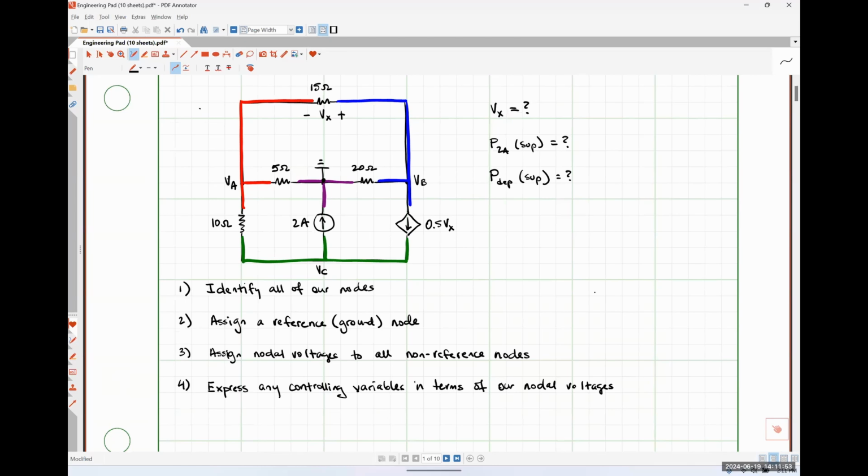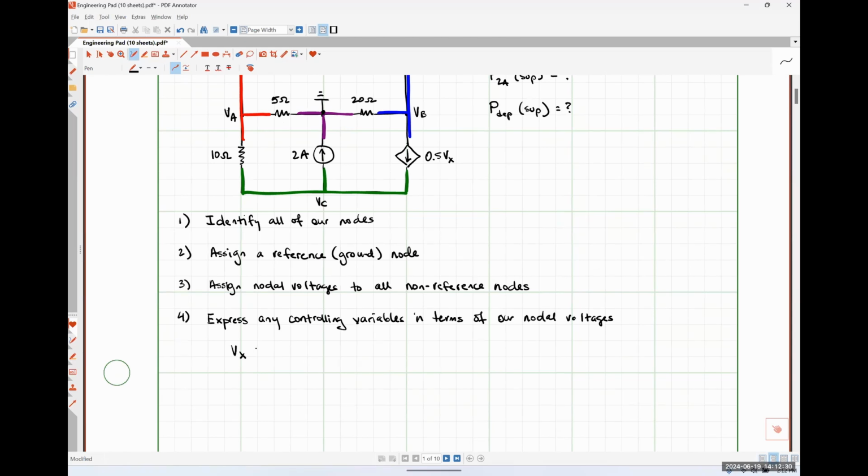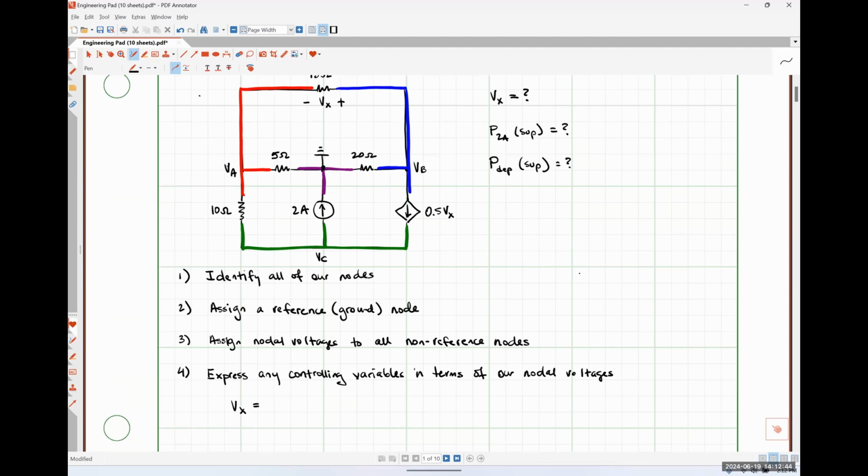So we have this dependent current source on the bottom right-hand corner of our circuit that has a value of 0.5 Vx. 0.5 is a scaling factor, and Vx is the controlling variable. So this current source right here depends on this voltage Vx, which is defined as the voltage drop across the 15 ohm resistor. Okay. So our controlling variable relationship is going to look something like this. We're going to say that Vx is equal to, and now we need to see how these nodal voltages relate to this controlling variable. For voltages, it's actually pretty easy.